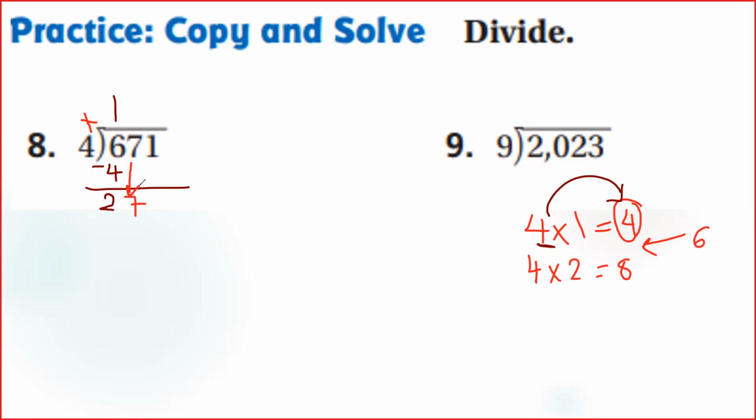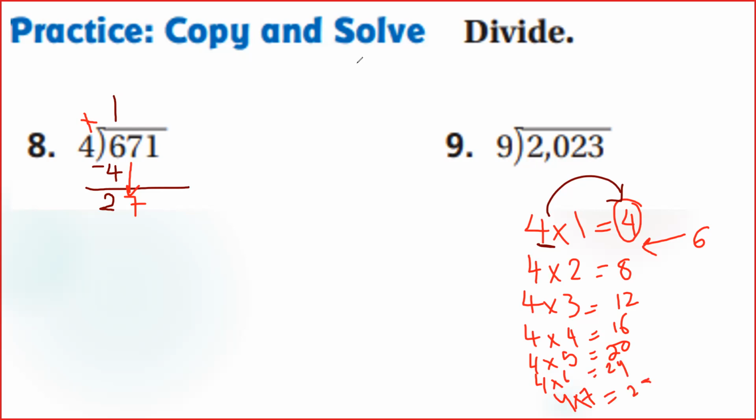Let's go back to the multiplication table. 4 times 3 is 12. 4 times 4 is 16. 4 times 5 is 20. 4 times 6 is 24. And 4 times 7 is 28. Now where is 27? Between what and what? Between which two numbers? Bravo, it's here. Now what is the number that is less than 27? 24. Is it right, girls?